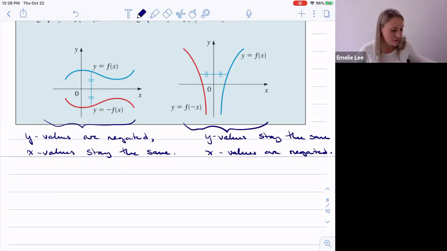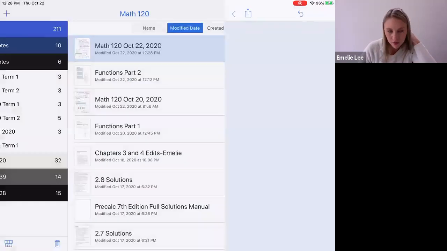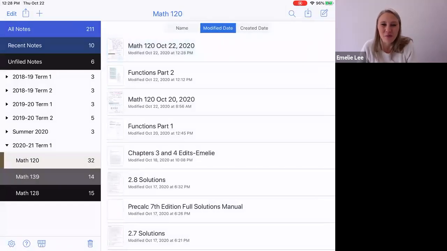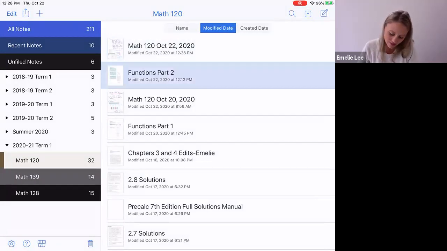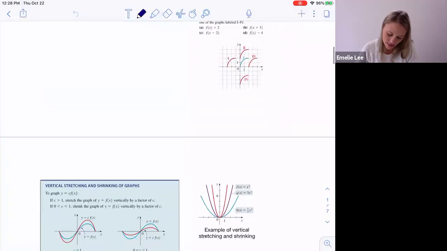Good. So we're going to talk about all three of these other transformation properties before we do an example, but then we'll be all done for this section, so that's nice.